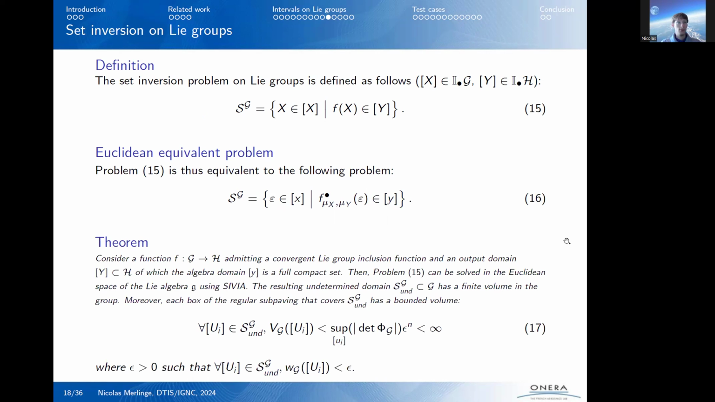And then, provided that the output domain is full compact and that the inclusion function is convergent, we can show that it's possible to use the SIVIA method, for example, to solve the set inversion problem, and that the output is meaningful because it is unique in the group, and that it has a bounded volume in the group.